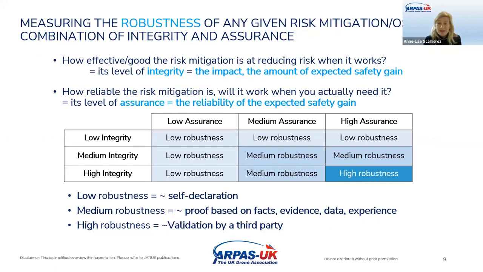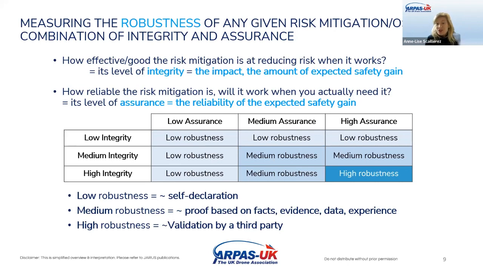So I mentioned the notion of robustness, and maybe we'll spend a moment detailing it in case it is not a familiar notion. Robustness is a combination of integrity and assurance. Integrity is, in a way, the amount of safety gains that you expect from a specific OSO or from a risk mitigation. How safer is your operation once you implement that risk mitigation or that OSO? And then the other notion is the assurance level of that OSO. It means its reliability. How reliable, how sure are you that you will get that safety gain when and where you need it? Robustness is then a combination of assurance and integrity.